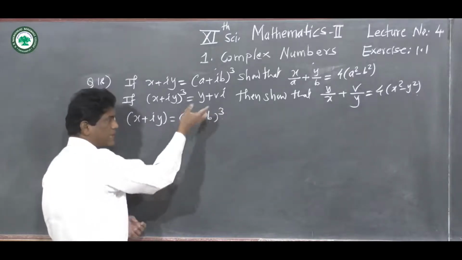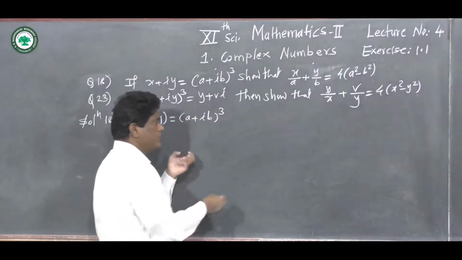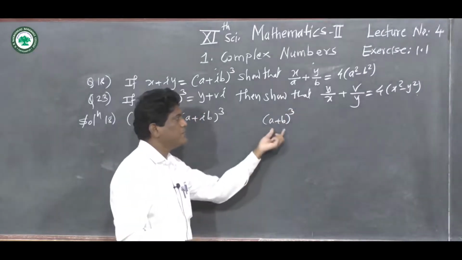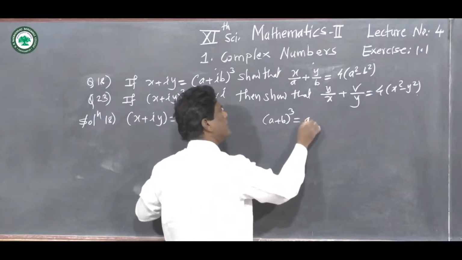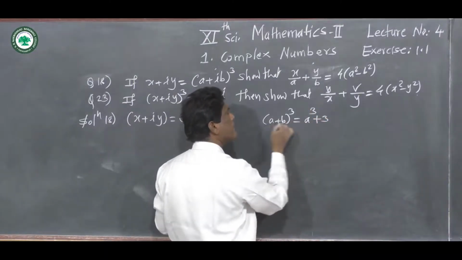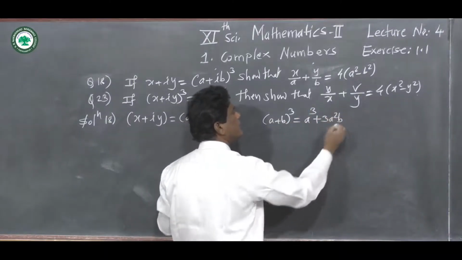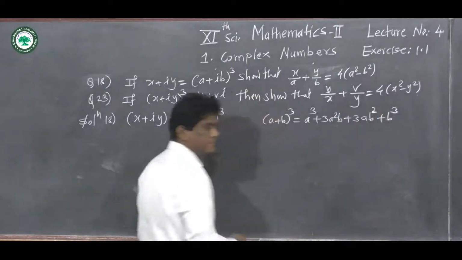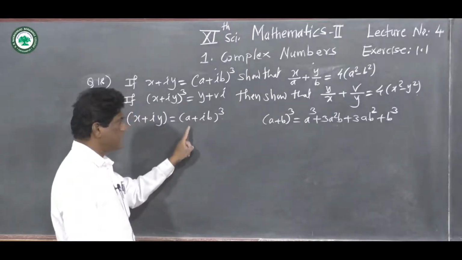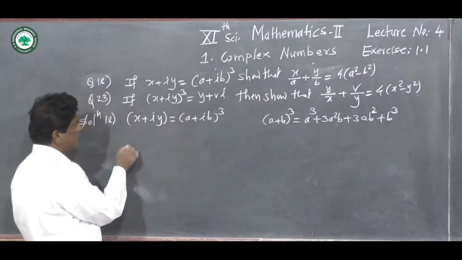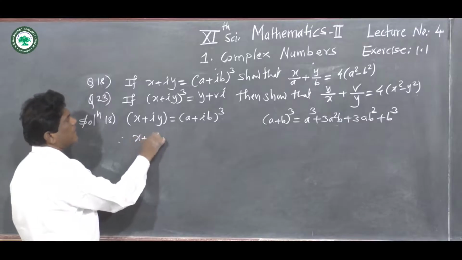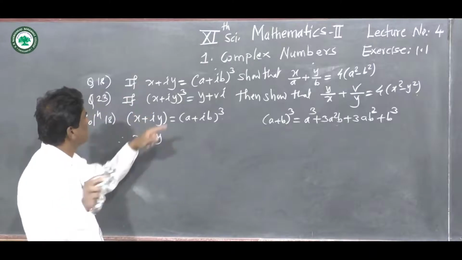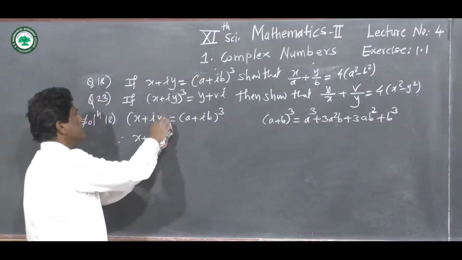Now here (a + ib)^3 means we use the formula for (a + b)^3. What is the formula for (a + b)^3? That is equal to a^3 + 3a^2 b + 3ab^2 + b^3. Using the same formula, we expand this, and therefore we get x + iy. There is no need to write the round bracket here, so we remove it.